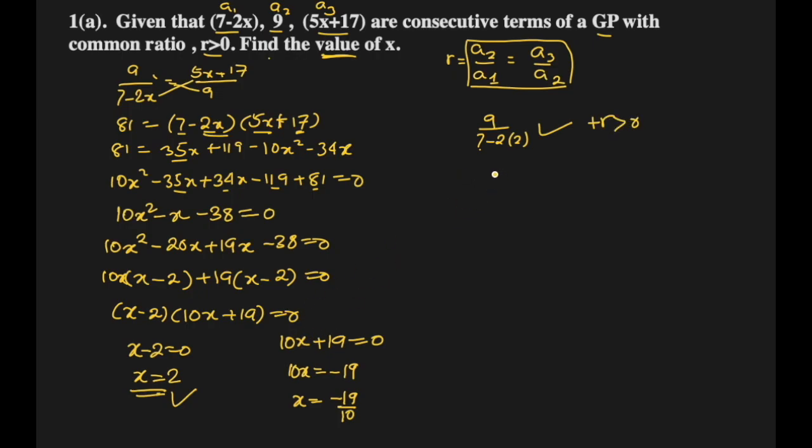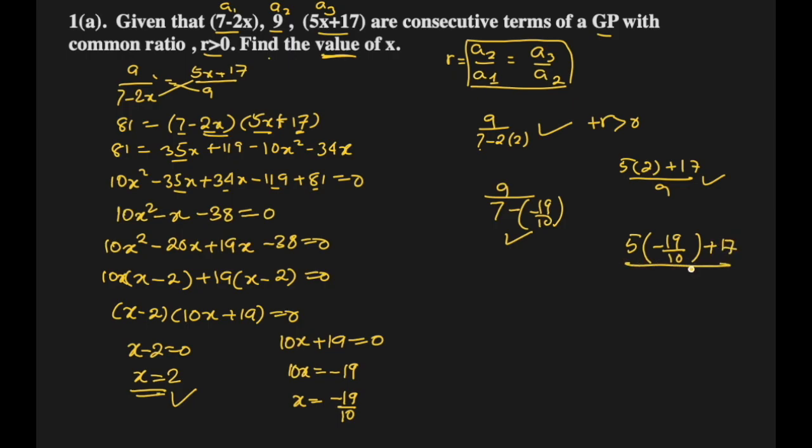Okay, second, let's put this one. 9 divided by 7 minus, negative 19 over 10. Yes, this will also give us positive. Let's see the other one. 5 times 2 plus 17 over 9. Yes, r is greater than 0. And 5 times minus 19 over 10 plus 17 over 9. So this is also giving us positive. So good, both are working. These are the values of x.